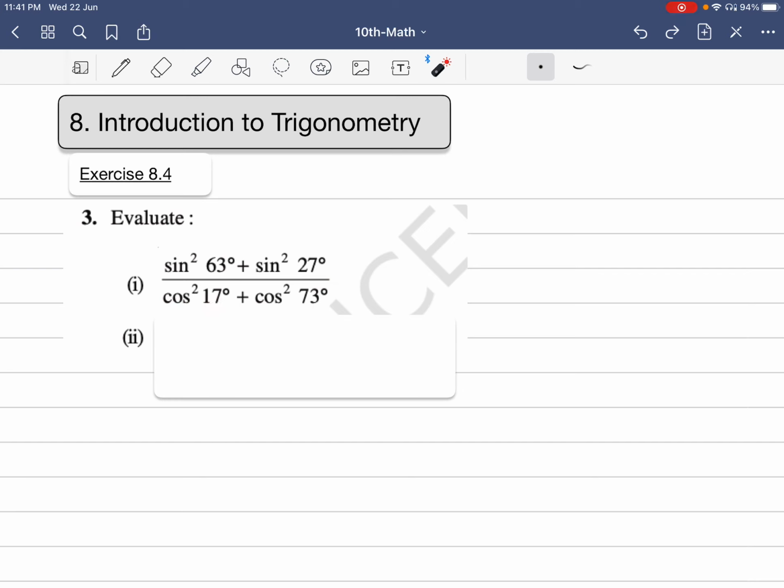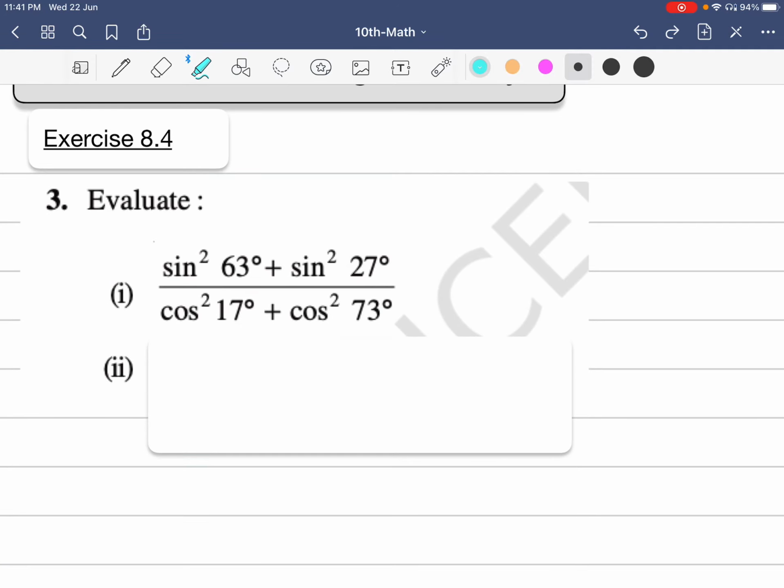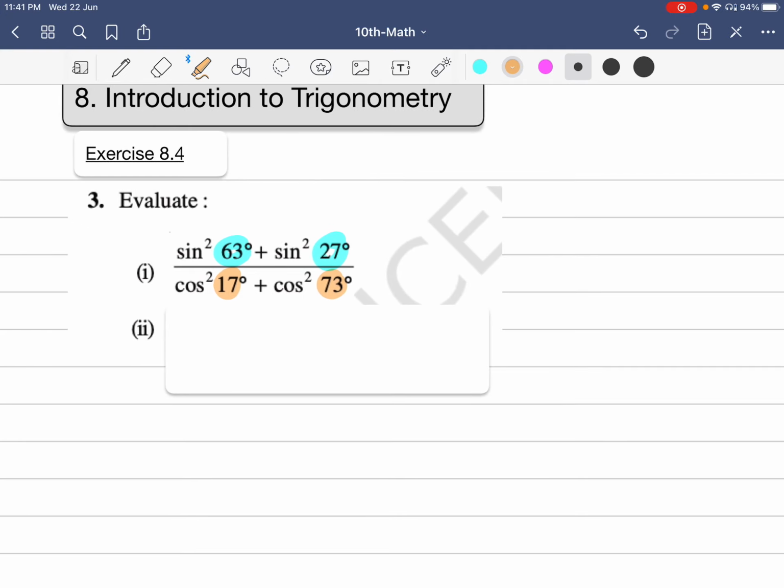Now the first thing we notice, whenever you are given such numbers in your expression with the trigonometric identities, you should always see if their summation is 90 degree. Now here we can clearly see, let's get the highlighter. Let me try to zoom in. 63 plus 27 is equal to 90. Similarly 17 plus 73 is equal to 90. So the summation of these two angles is equal to 90 degree, which means we are going to use the complementary angle property for trigonometric identities.